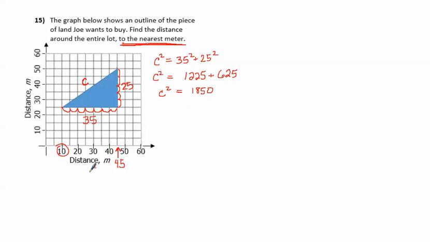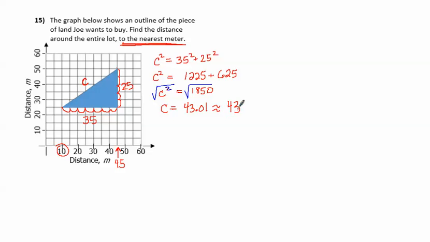1850. And remember that the only way to get rid of an exponent of 2 is by square rooting both sides. And you get an answer of C is equal to 43.01, which we're really going to round to just 43.